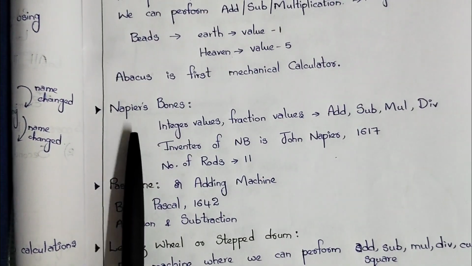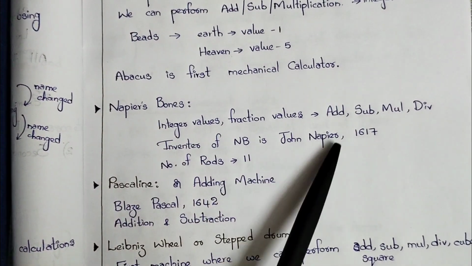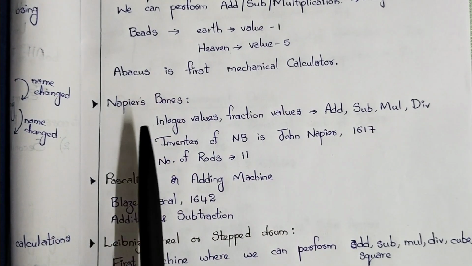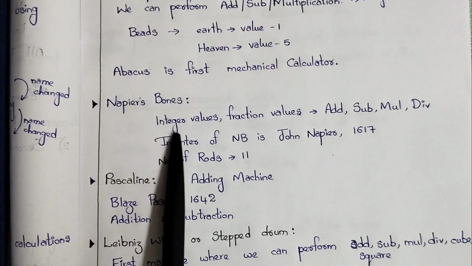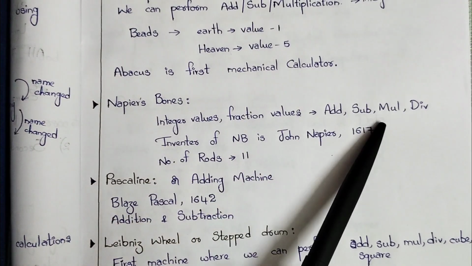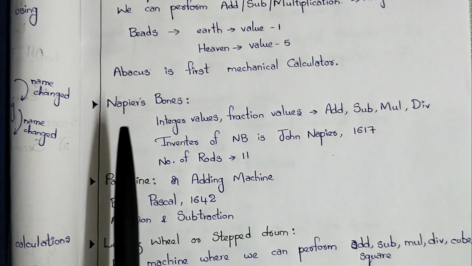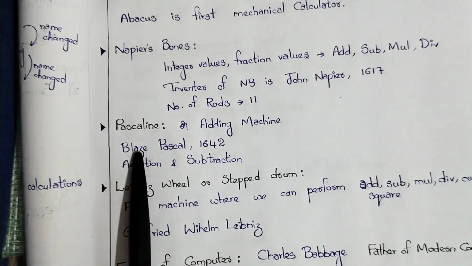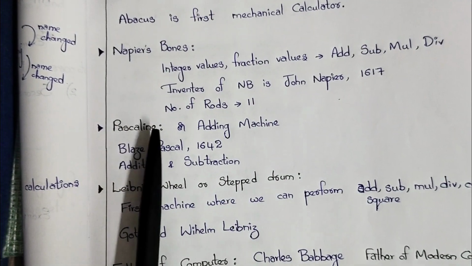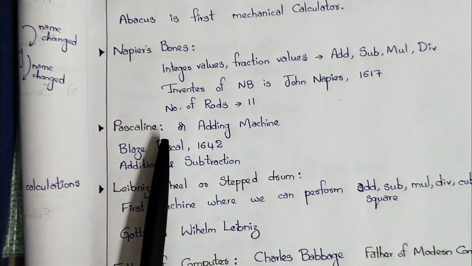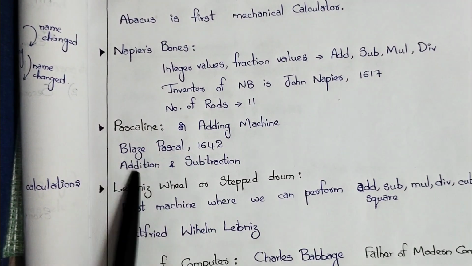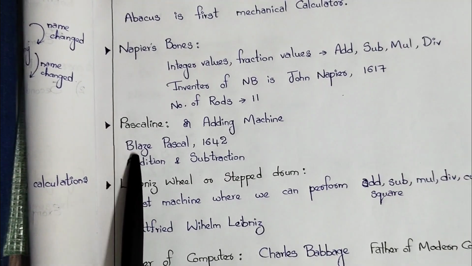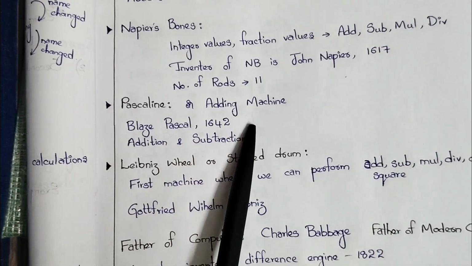The inventor of Napier bones is John Napier, and he invented it in the year 1617. With the help of Napier bones, we can perform addition, subtraction, multiplication and division on integer values as well as fraction values. So now this is the world's first machine where we can perform addition and subtraction, Pascaline, invented by Blaise Pascal in the year 1642.